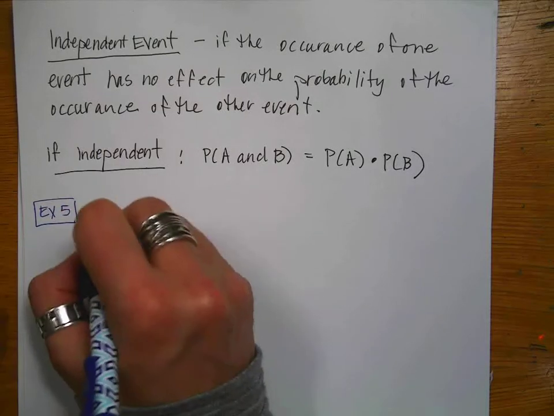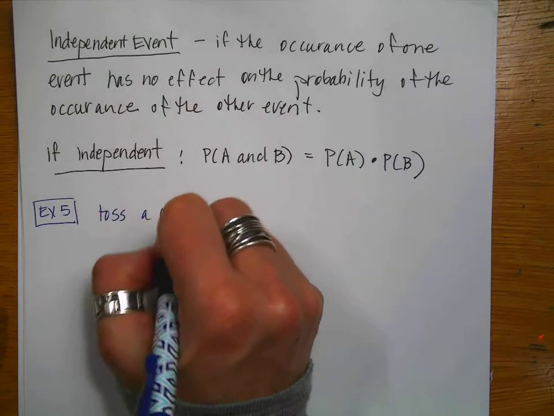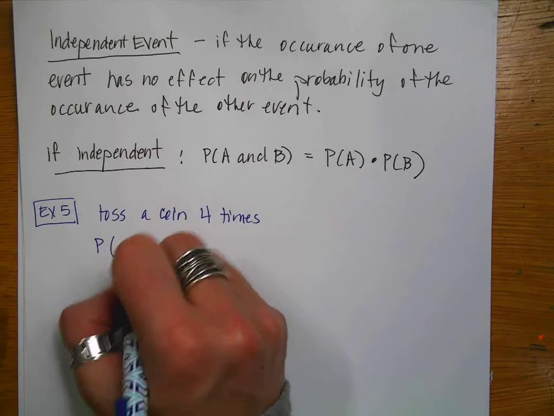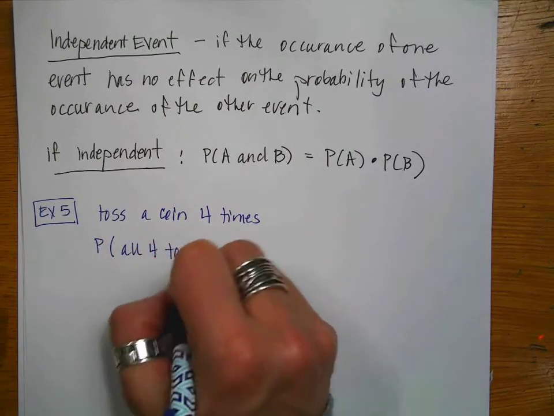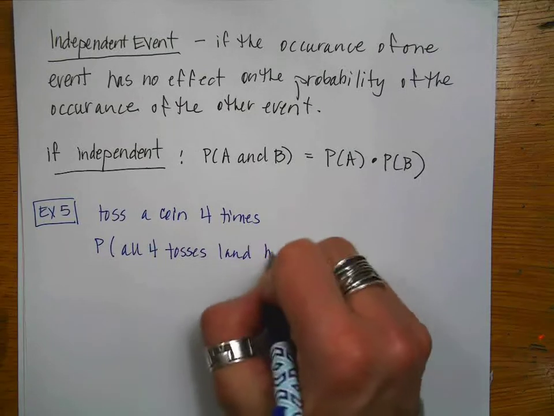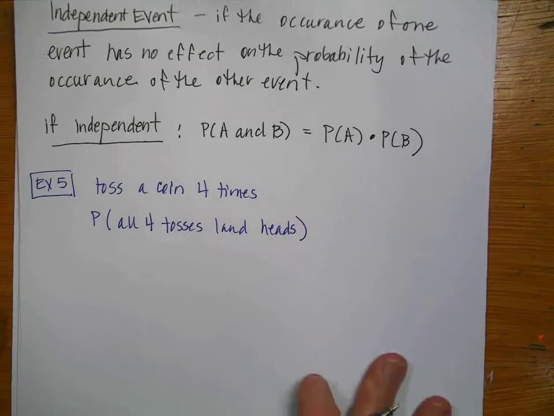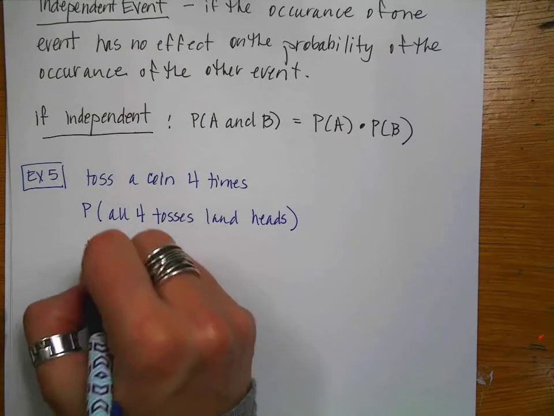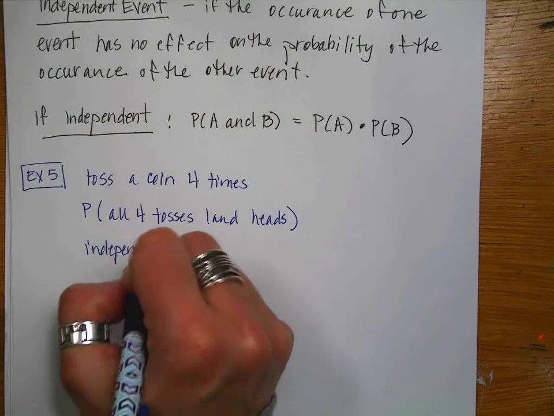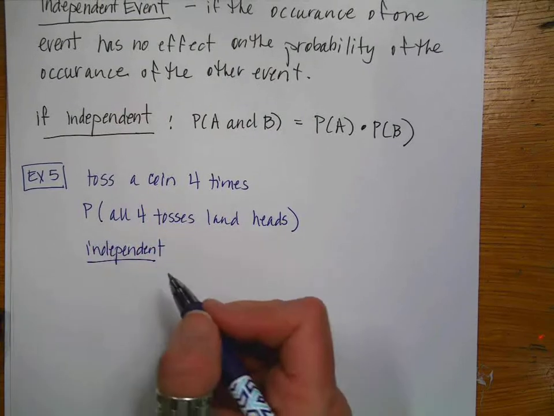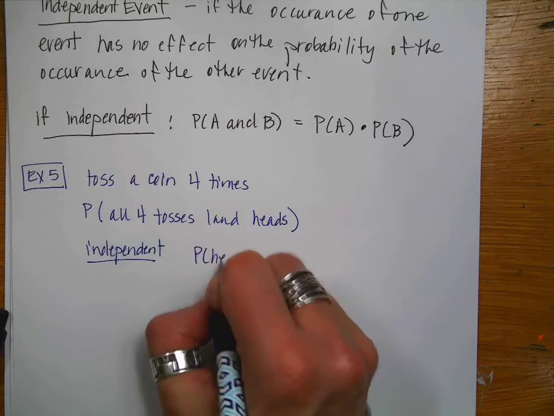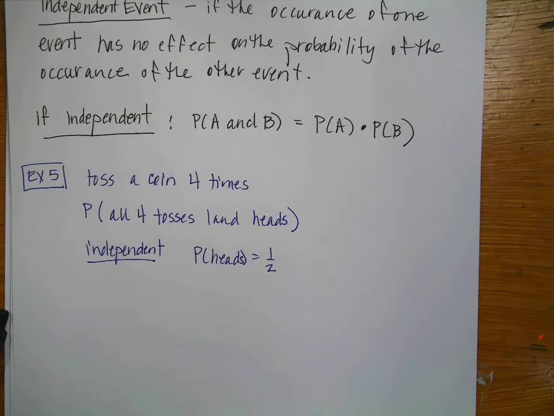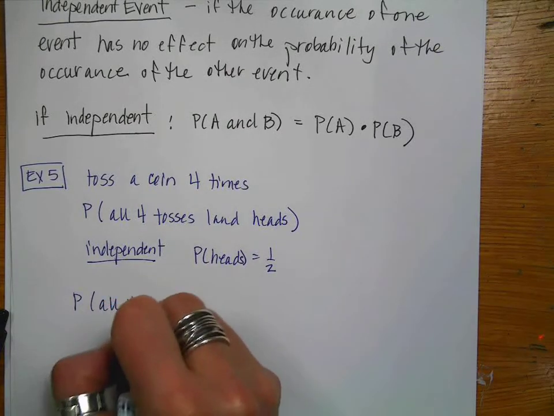So let's do an example. Example number 5 says we're going to toss a coin 4 times. And I want the probability that all 4 tosses land heads, which is kind of an interesting probability, okay? So if you think about it, every time I toss a coin, it's an independent event because it has no effect on what's going to happen the next time I toss the coin. The probability of getting a heads is 1 out of 2.